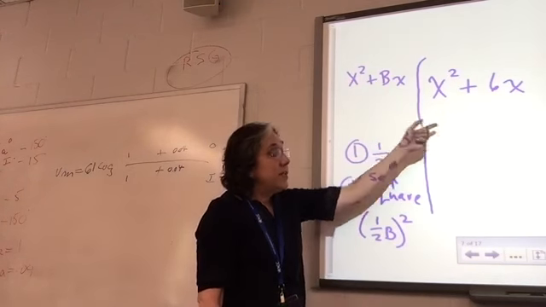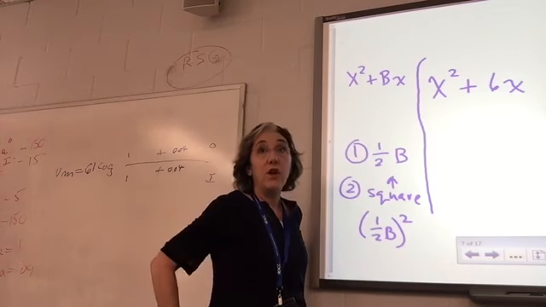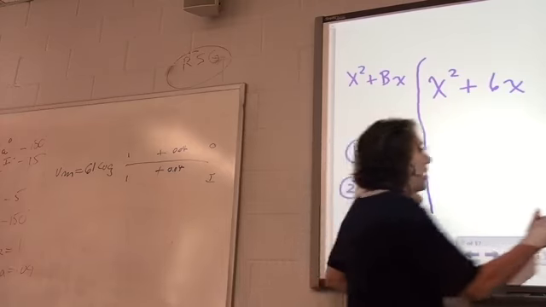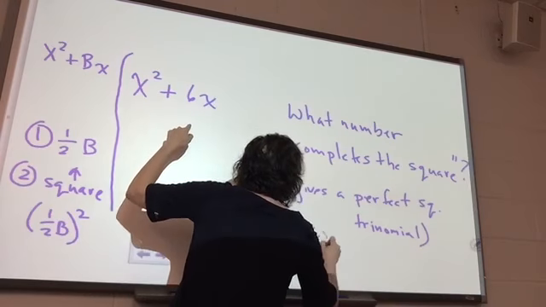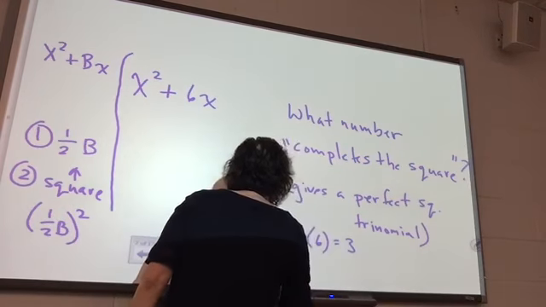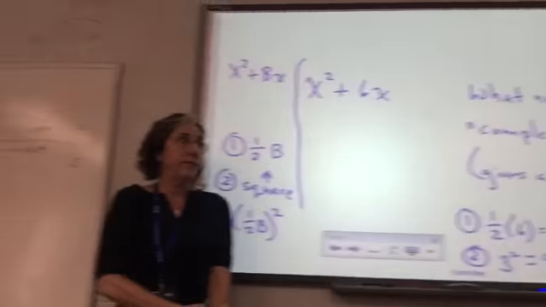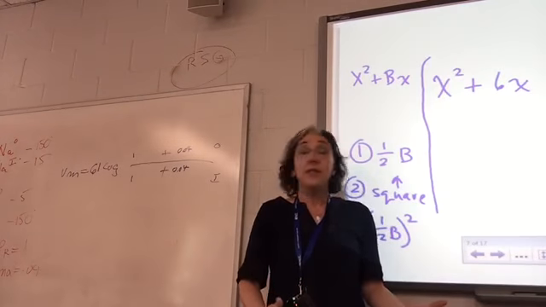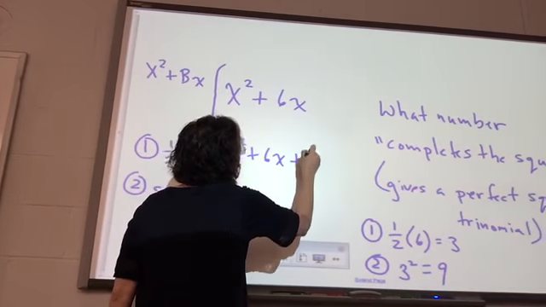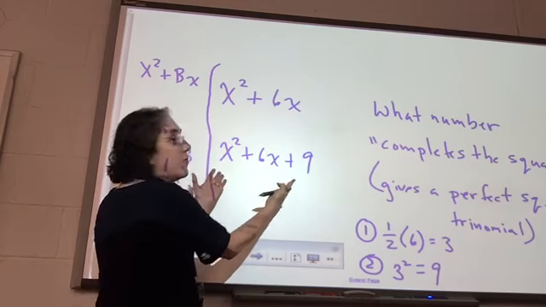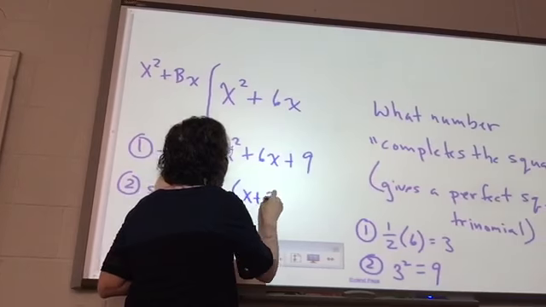So let's do that for this number. But you guys already know the answer to this one because we just did it a minute ago. Take half of the 6. That's 3. Now square that. That's 9. So that's the number that if we add to x squared plus 6x, we have created a perfect square trinomial, x plus 3 squared.